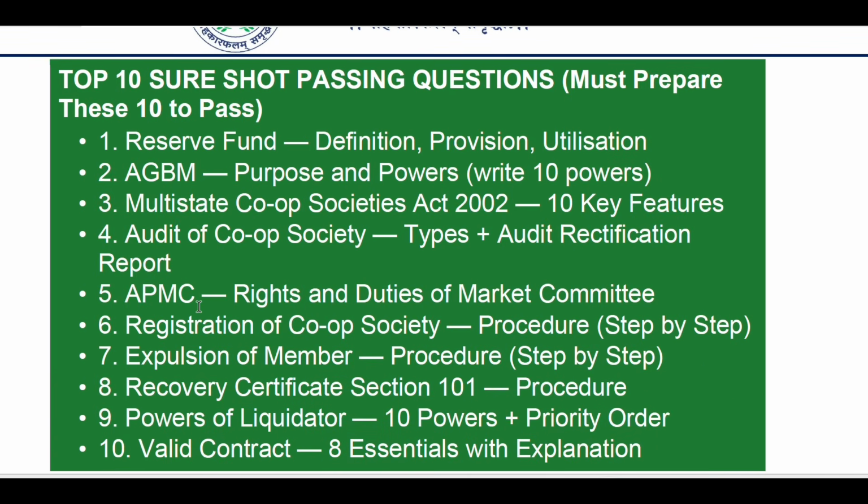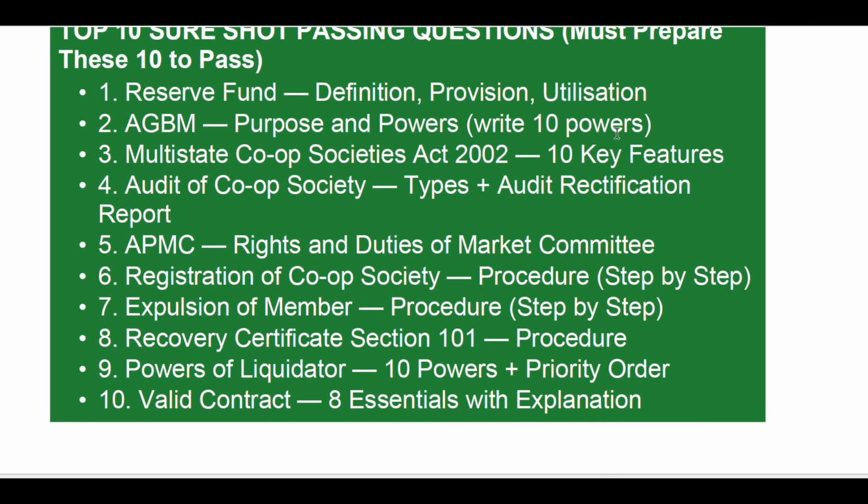The top 10 sure-shot passing questions must be prepared. If you prepare these top 10 questions, you will at least pass the examination. Number 1, reserve fund: definition, provision and utilization. Number 2, AGBM, that is annual general body meeting, purpose and powers; write at least 10 powers. Number 3, Multi-State Cooperative Society Act 2002, 10 key features. Number 4, audit of cooperative society, types and audit rectification report. Number 5, APMC, rights and duties of the market committee. Number 6, registration of cooperative society, procedure step by step.